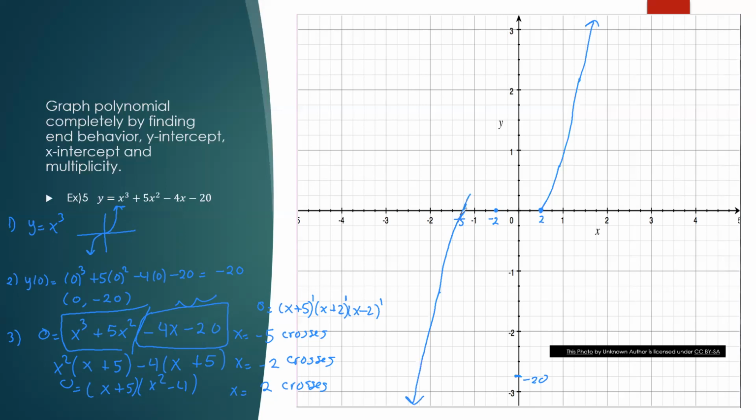So you're going to go through, and then you're going to have to eventually curve because it crosses at negative 2. And then you have to make sure you go through the y-intercept, which curves like this. And then it goes through at 2, so it goes like that. Okay, and that's it. That is your polynomial.